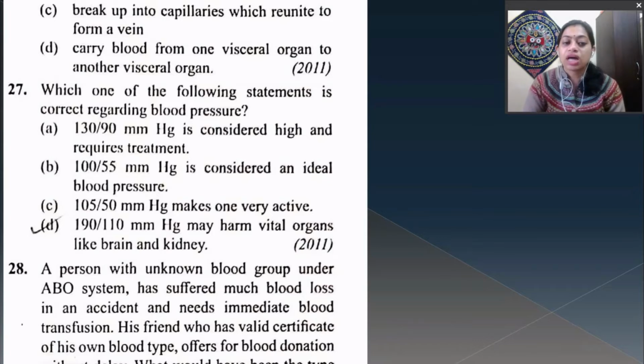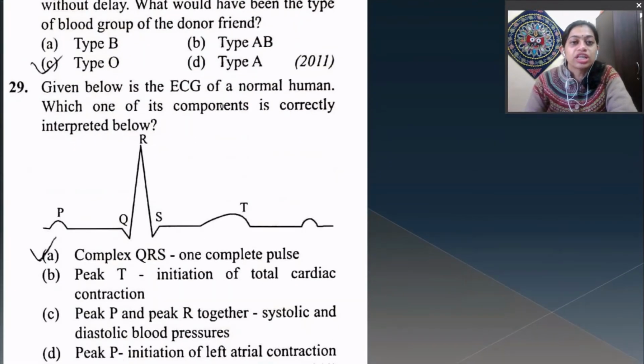Next, a person with unknown blood group under ABO system has suffered much blood loss in an accident and needs immediate blood transfusion. His friend who has a valid certificate of his own blood group offers for blood donation without delay. So what will be the type of blood group? Same question, it will be type O.